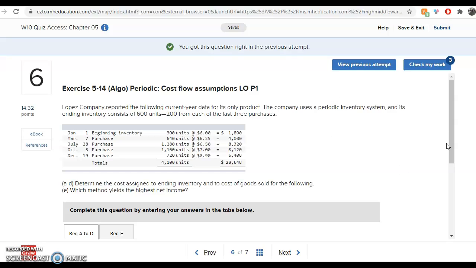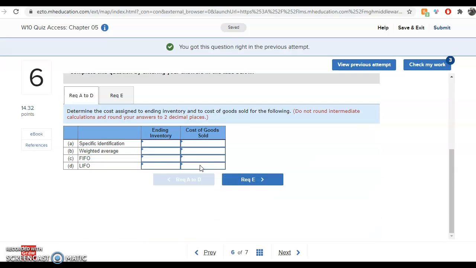Hi everyone. So this is for chapter 5, question 6, and I'm just going to walk you through how to figure this out. This is cost flow assumptions for a periodic system. It says Lopez Company reported the following current year data for its only product. The company uses a periodic inventory system, and its ending inventory consists of 600 units, 200 from each of the last 3 purchases. So we're going to take that and run with it.